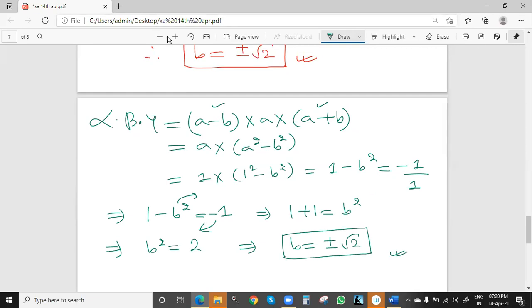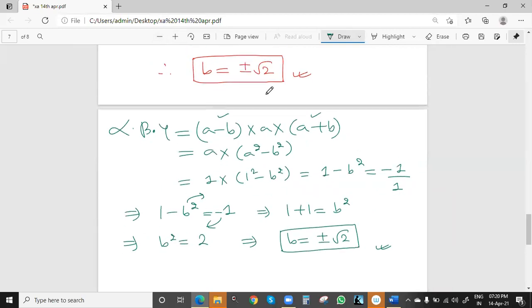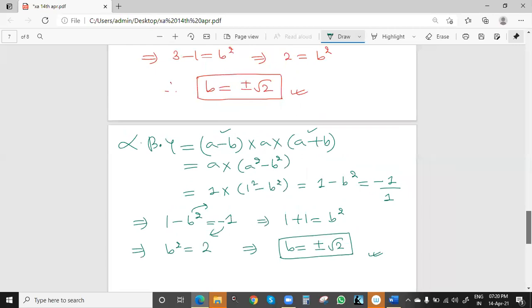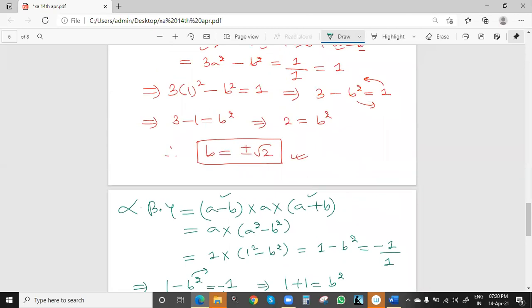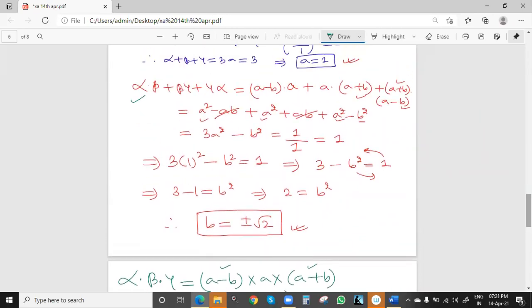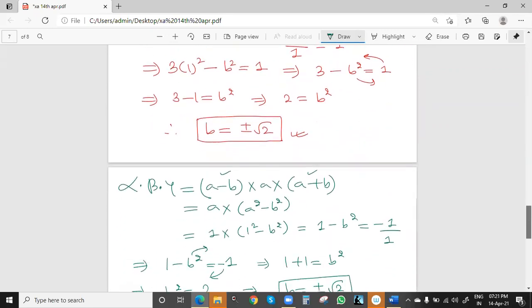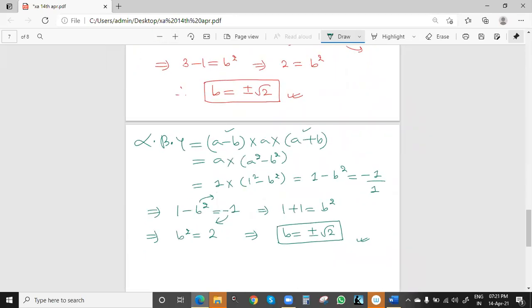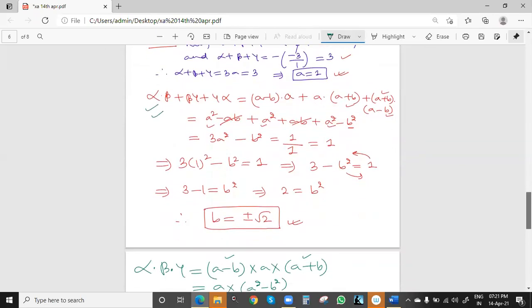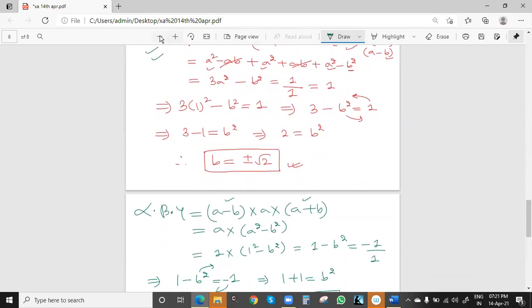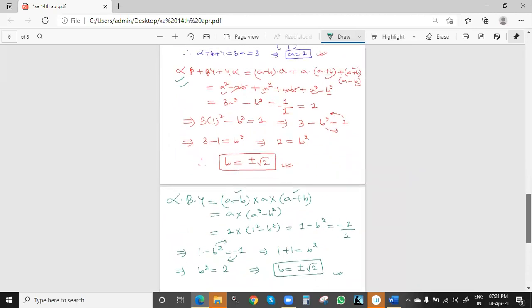So in this one approach we can use either alpha into beta into gamma, product of the roots, equal to minus D by A, or we can use alpha beta plus beta gamma plus gamma alpha equal to C by A. Either one will give you the value of B. So B final value is plus minus root 2, and A value is 1. Right. Please note the end solution.